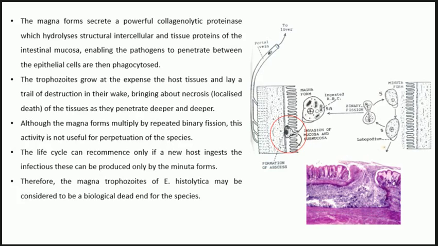This life cycle recommences only if the new host ingests the cyst. So the infection can be produced only by the minuta forms, not by this particular form, but in some conditions they transfer themselves. So the magna trophozoite of Entamoeba histolytica may be considered a biological dead end for this species. The only thing is they increase the number.